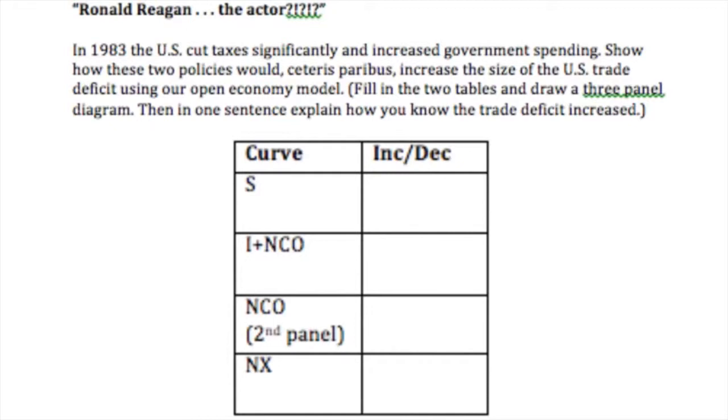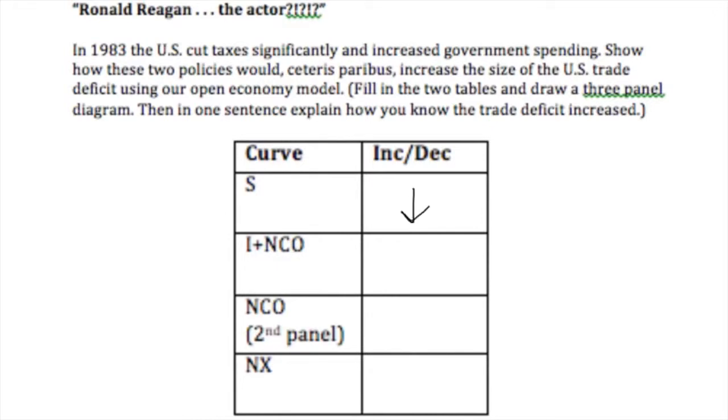So we're going to have to draw a 3-panel diagram and fill in 2 tables. The first table just asks us how the curves are going to shift. And since only one policy was described, we can be pretty sure that only one of these curves is going to shift. We've seen this policy many times going back to our first chapter on the loanable funds model. When the government spends more and cuts taxes, its public saving decreases, and public saving is part of the savings curve, so it's going to shift back.